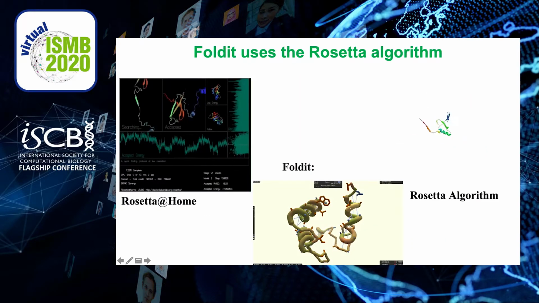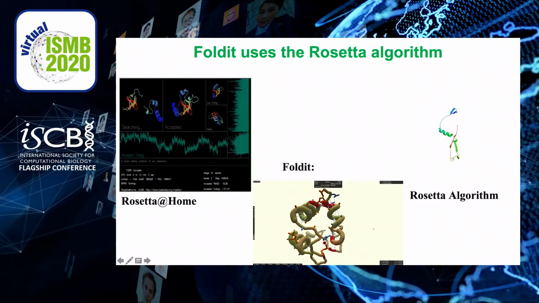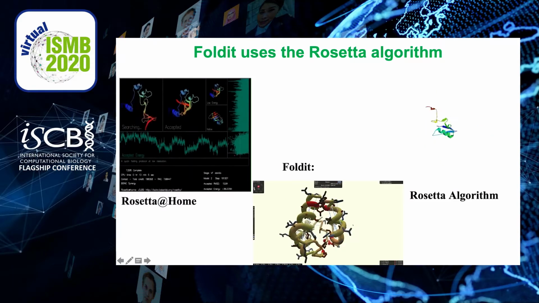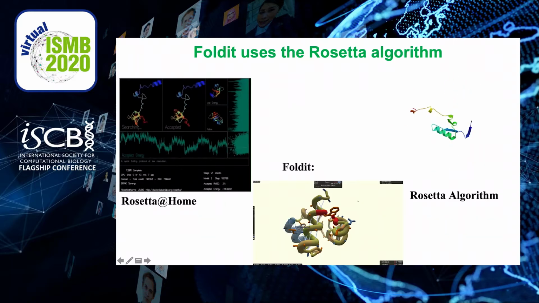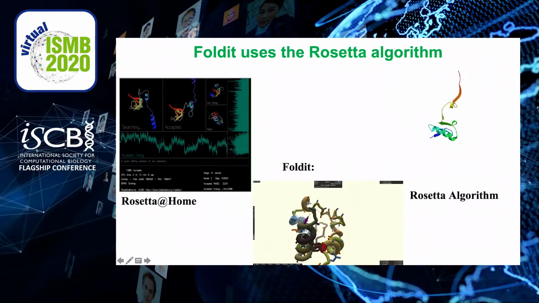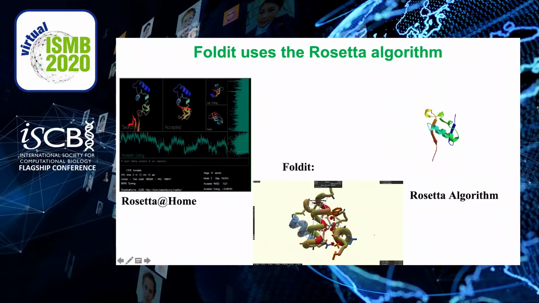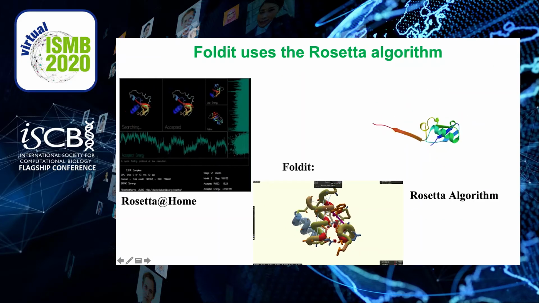Foldit is a graphical user interface representation of the Rosetta algorithm, where proteins can be manipulated with the Rosetta energy shown in real time. So below here you'll see Foldit, and on the right we have a Rosetta simulation with, on the left, its distributed computing project, Rosetta at Home.